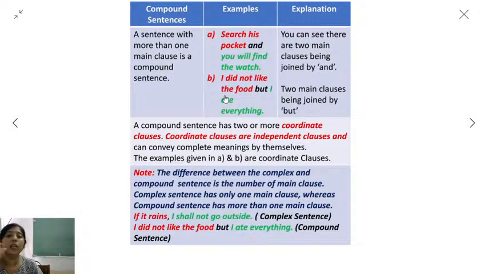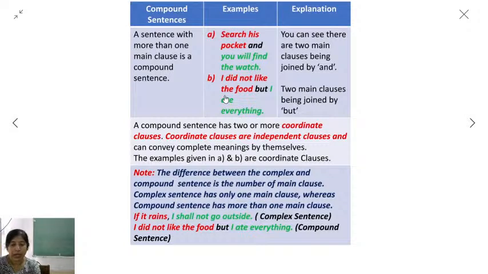Main clause meaning both the clauses, both the sentences, are independent. If I say Ram is a boy, dash, Shema is a girl. Ram is a boy, but Shema is a girl. The word but coordinates these two sentences. So this is called a compound sentence. Both the sentences are independent. So we have two main clauses, isn't it? So a sentence with more than one main clause is a compound sentence.